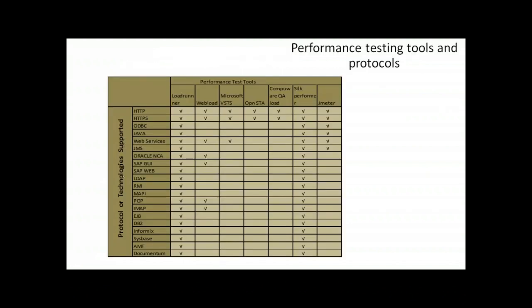So Shraddha, you have spoken about protocols, right? Here is the chart. These are all the protocols that are possible. The popular ones are HTTP, HTTPS. Okay, there is ODBC, Java, Web Services, which is again a popular one. Okay, JMS, Oracle, NCA, SAP GUI. I have a course on SAP GUI as well. SAP Web, LDAP, RMI, POP, IMAP, and all that.